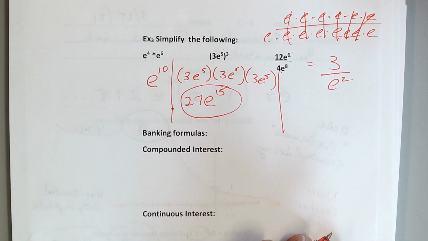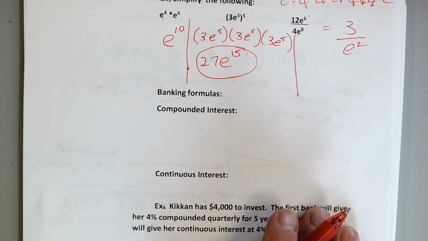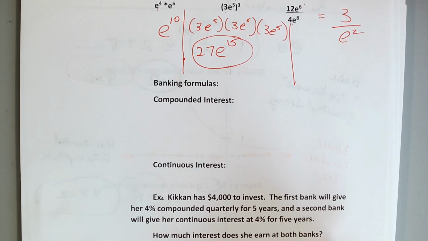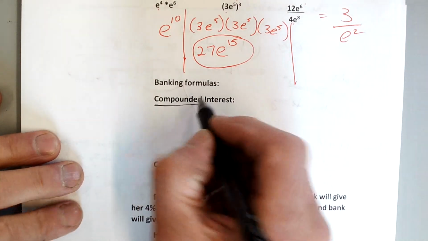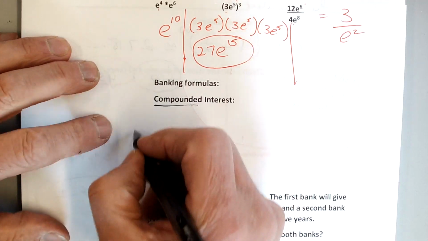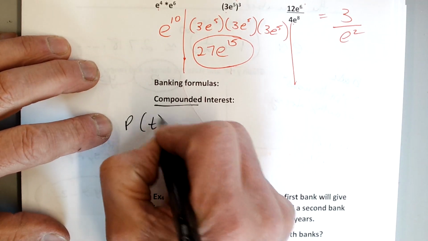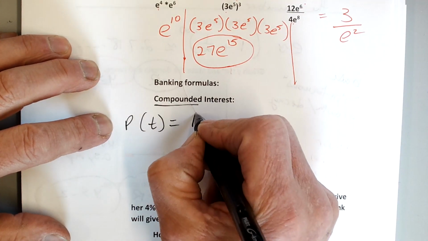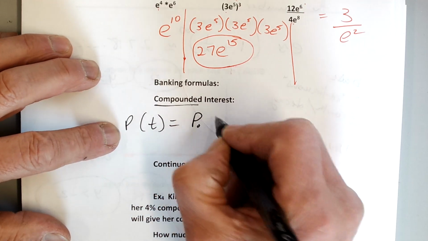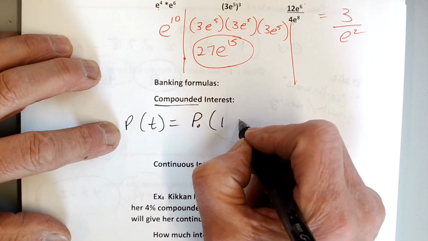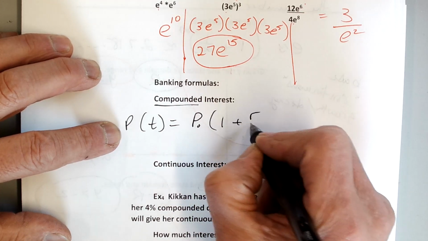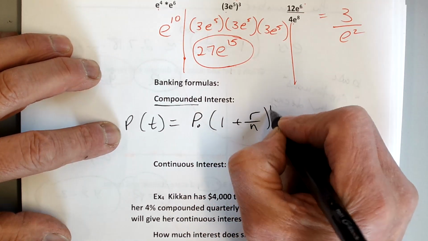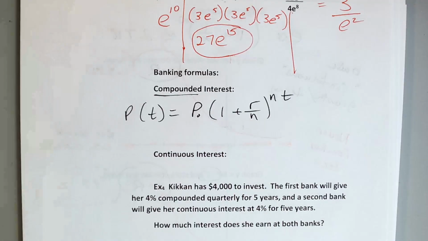Okay. Banking formulas. So this stuff can be used in banking also. So let me show you an example. So write these formulas down. First of all, compounded interest. We're going to have P of t equals P0 times 1 plus r over n to the nt power. Write that down.